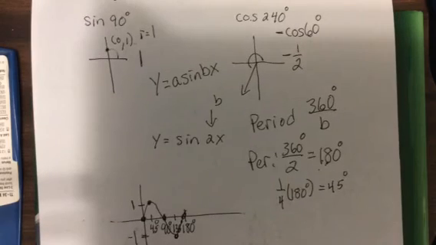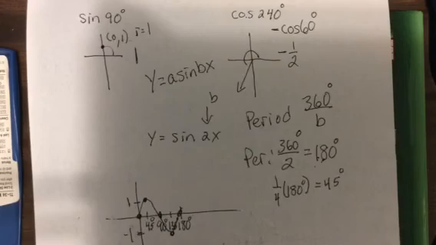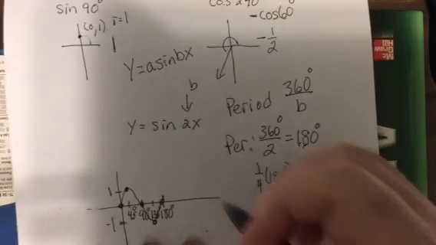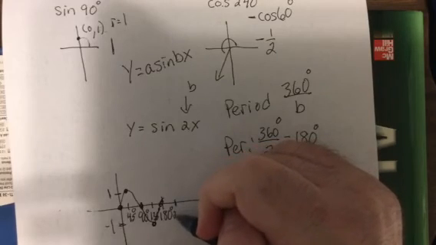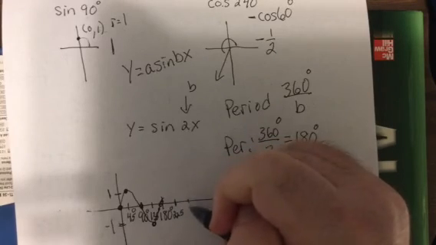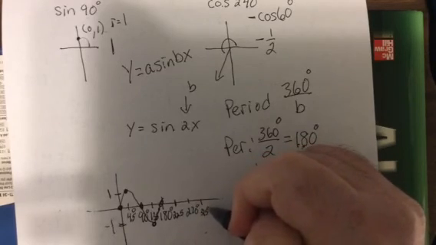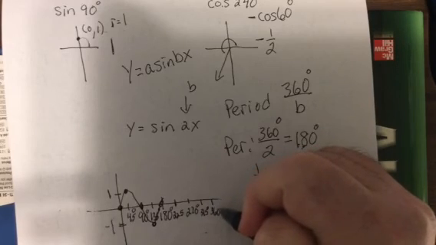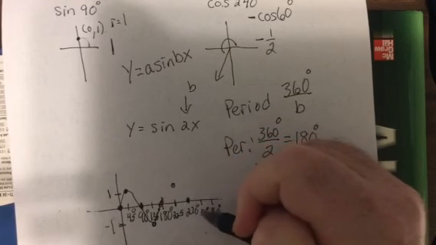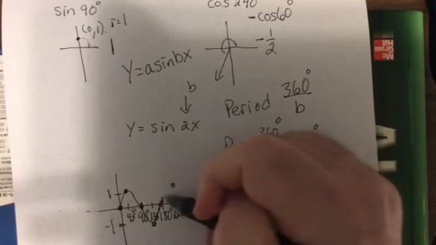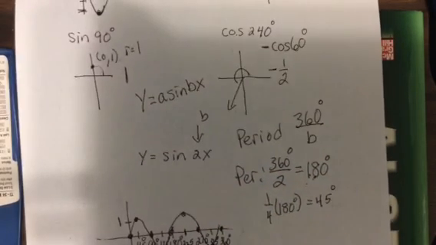Now, if the teacher said, and in junior year they usually do this, I usually just say graph 1 period, so we'd be good. But if they said, hey, graph between 0 and 360, just keep going. This would be 225, 270, 315, and then 360 every 45. I like to do the max and mins for not the best drawing in the world, but that's okay.